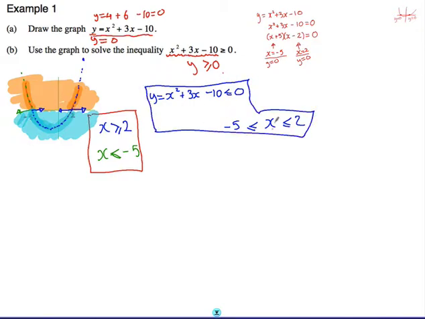You can even check, pick any x value between minus 5 and 2. If you pick 0, 0 is between minus 5 and 2, 0 squared is 0, plus 3 times 0 is 0, minus 10 is minus 10, so your y is minus 10. Can you see? Your y is negative and it's below the line.